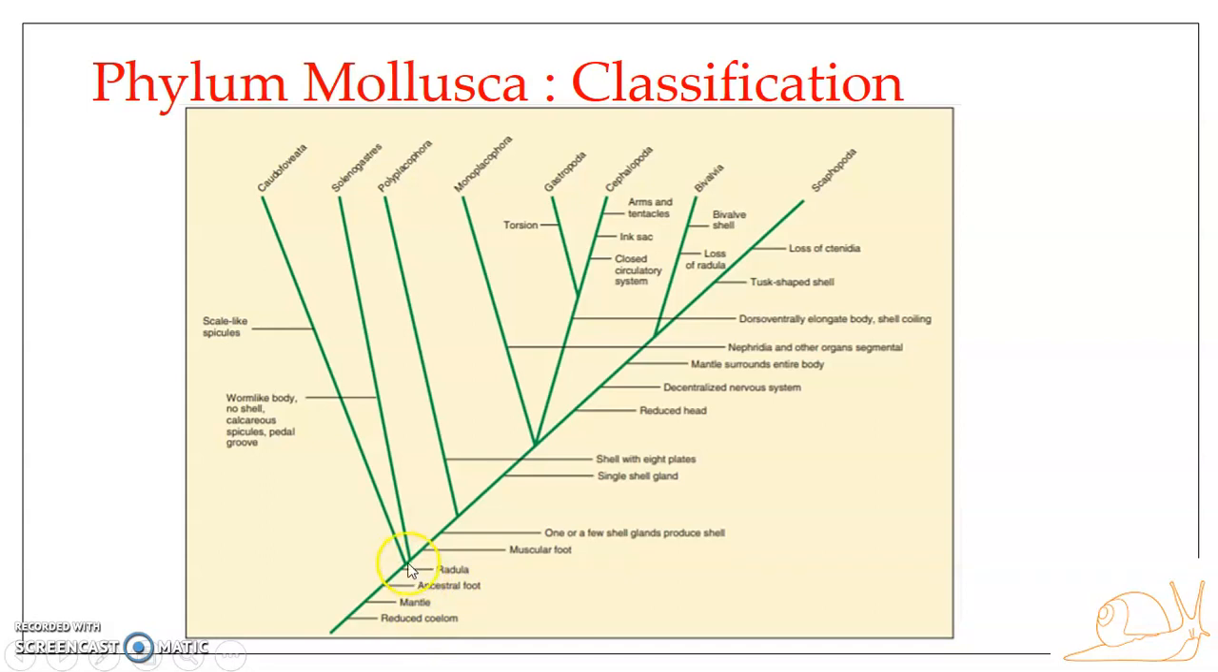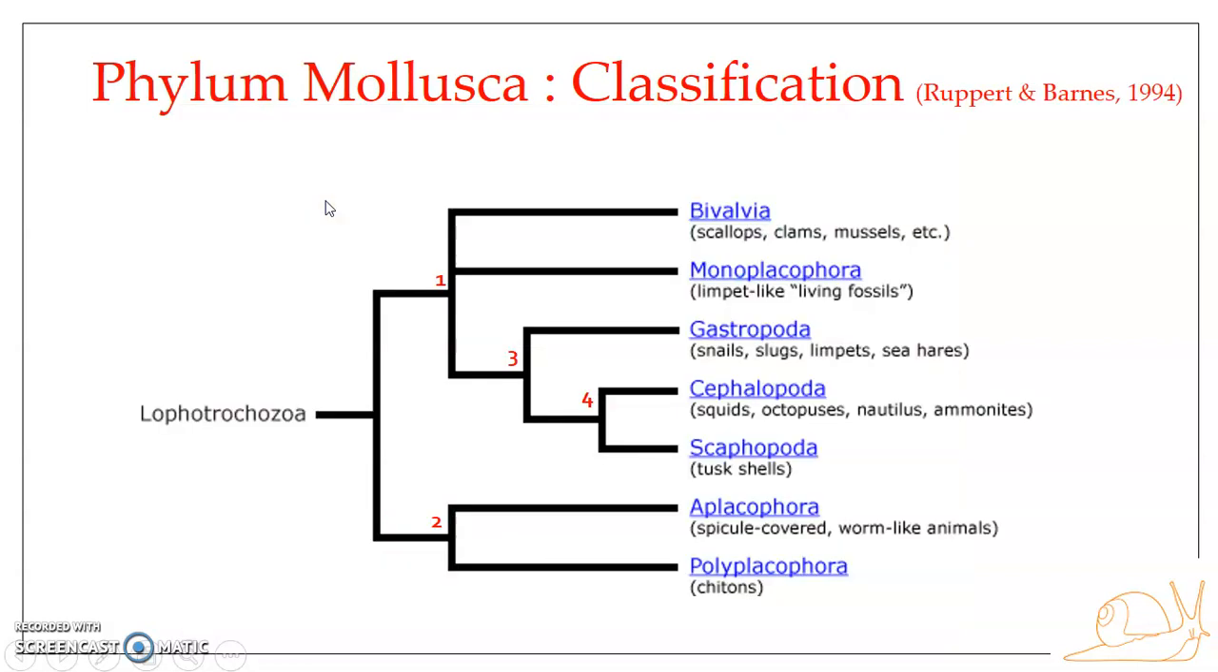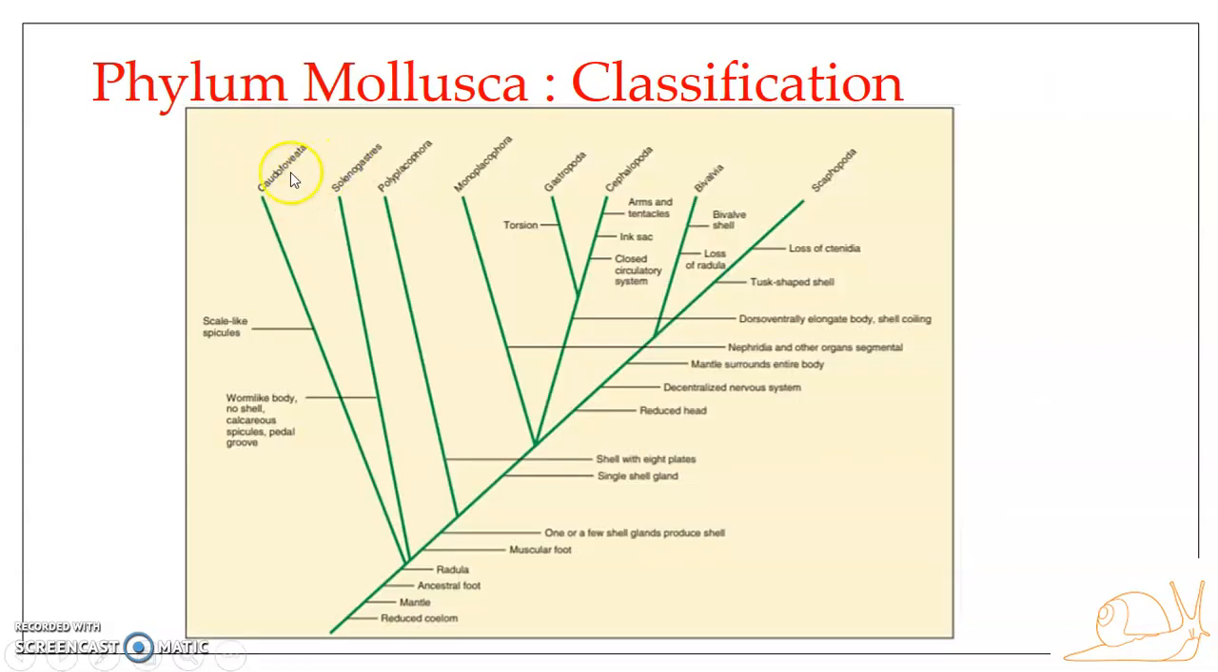Now, the first to evolve from such an ancestor were the Caudofoveata and Solenogastres. They are regarded as different classes by certain scientists, but as per Rupert and Barnes, 1994, these two have been placed under class Aplacophora.